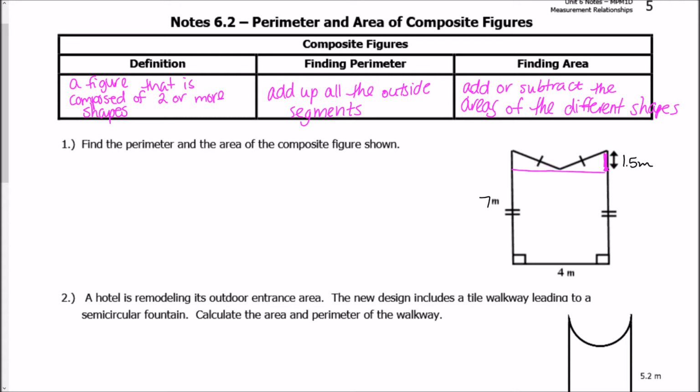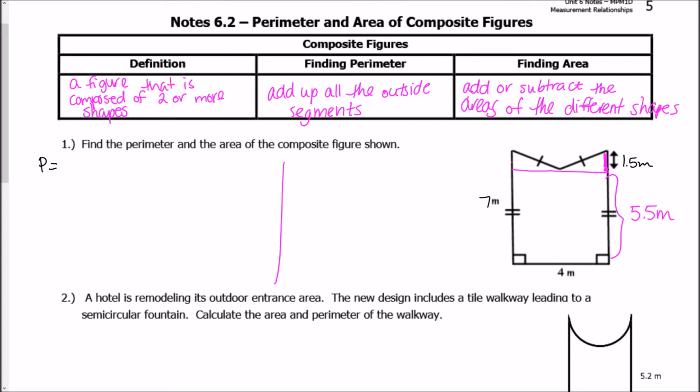So if you guys see right here, it's composed of one rectangle and two equal triangles, or two triangles that are congruent to each other. And if this is 1.5, then this length right here has to be the full 7 minus 1.5, or 5.5 meters. Okay, so to find the perimeter, I need to add up all the sides.